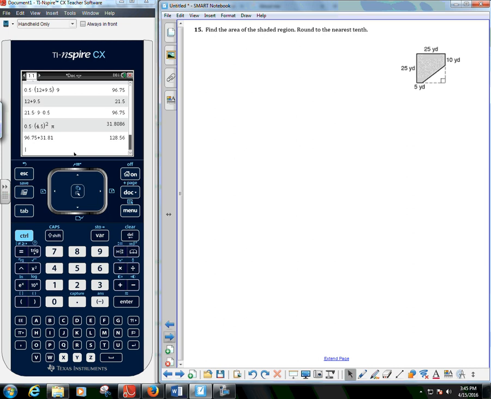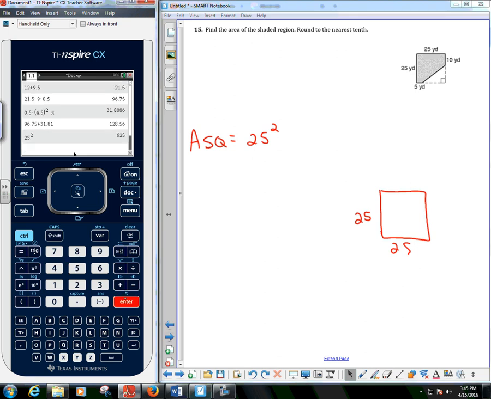Find the area of the shaded region, round to the nearest tenth. I've got a square where somebody chopped off a corner. The area of this square is going to be 25 times 25, right? So I'm going to say the square equals 25 squared. So let's see, 25 squared gives me 625.